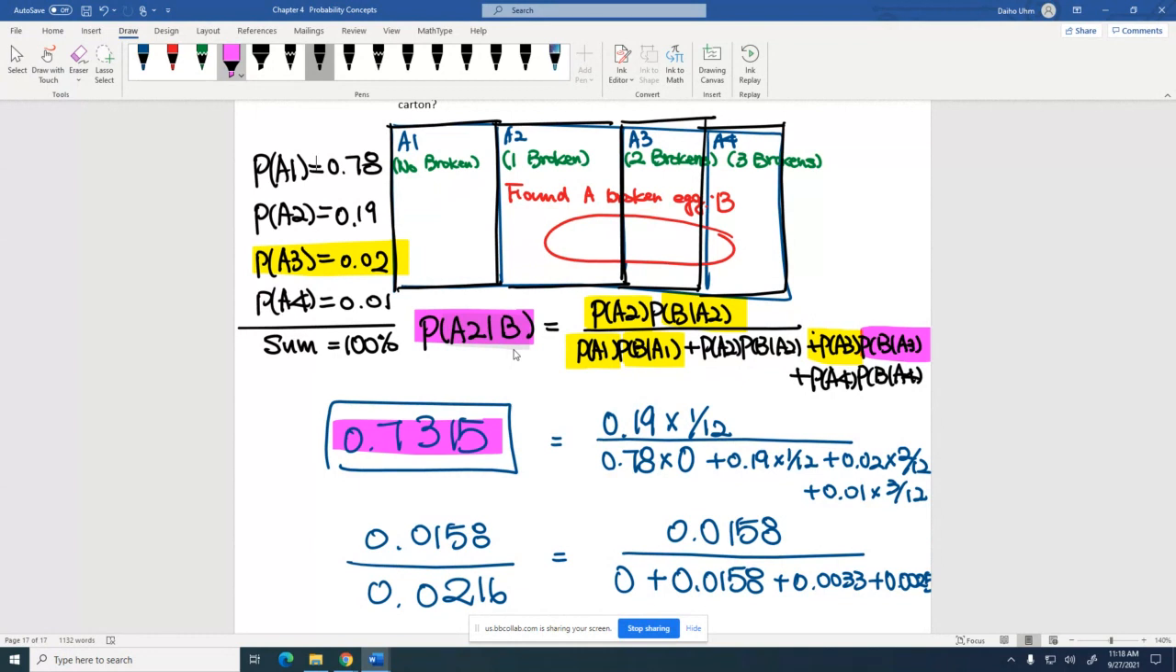There is a 73.15% chance the other 11 eggs are good. The other way I can interpret it, I have a 73.15% chance I will get a dinner tonight. You understand what I'm saying?